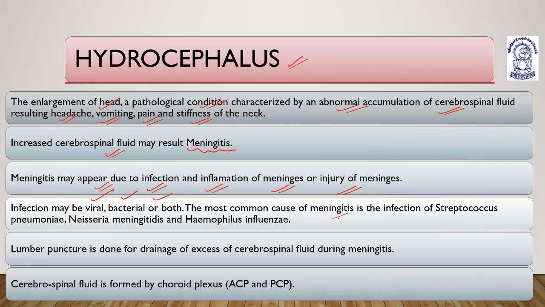The most common cause of meningitis is infection by Streptococcus pneumoniae, Neisseria meningitidis, and Haemophilus influenzae. So these bacterial infections are most common for meningitis. Lumbar puncture is done for drainage of excess cerebrospinal fluid during meningitis. Cerebrospinal fluid is formed by the lateral, anterior, and posterior choroid plexus.